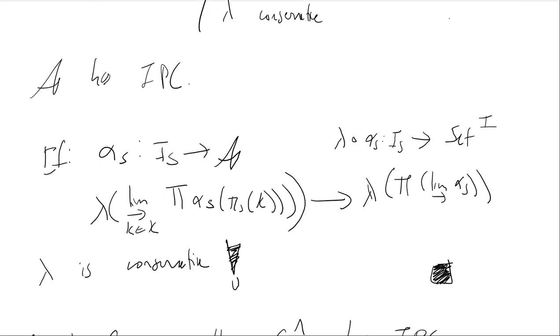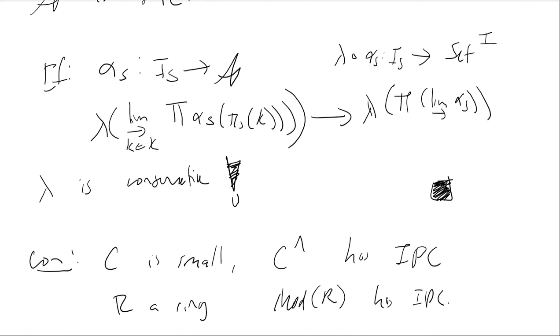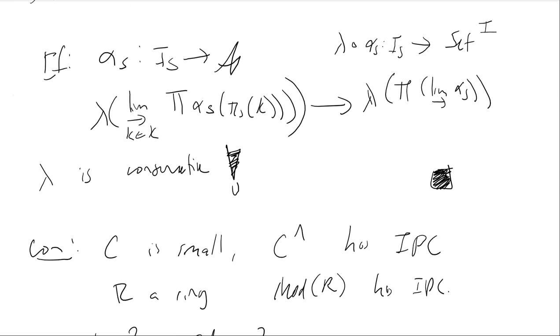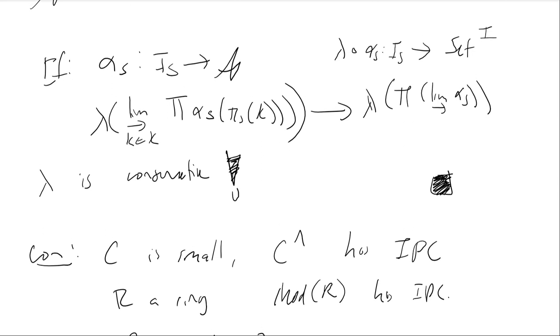Okay, so a couple corollaries of this, and then I think we'll call it quits here. First is that if C is a small category, then C hat, whatever you want to call it, the presheaf category, also has the IPC property. This is just because, of course, C hat is the category of presheaves of sets, right? It's the functor category. So this is clear. And also, if R is a ring, then we can combine this with what we did last time, and we see that Mod R also has the IPC property.